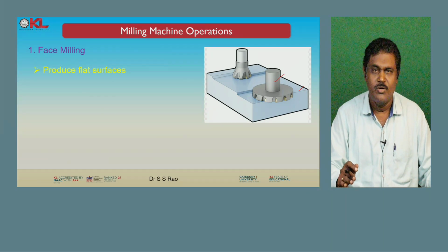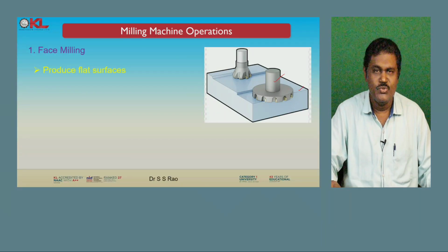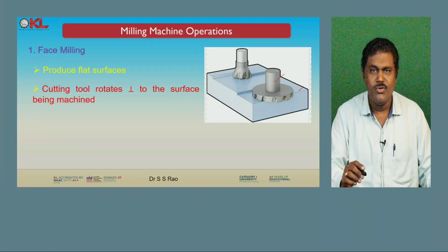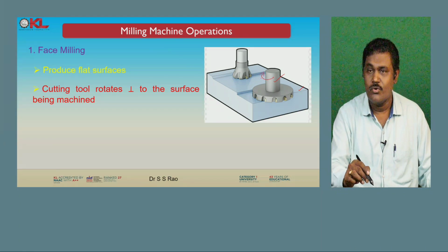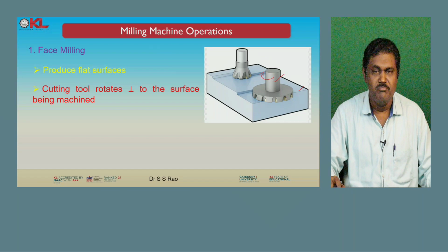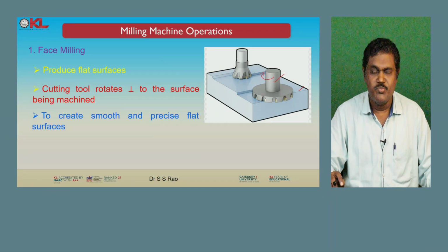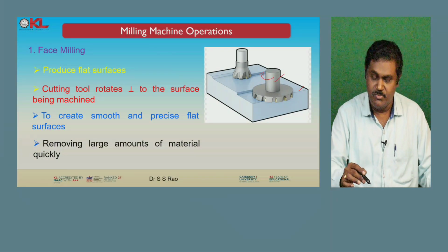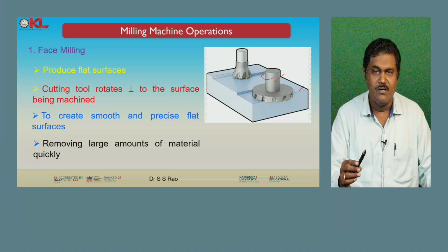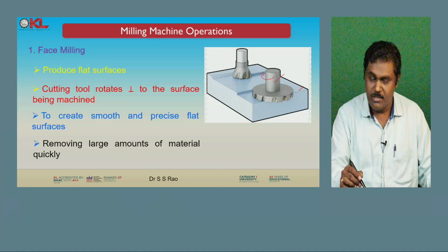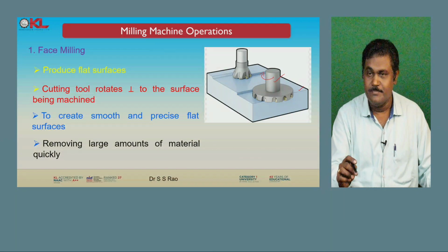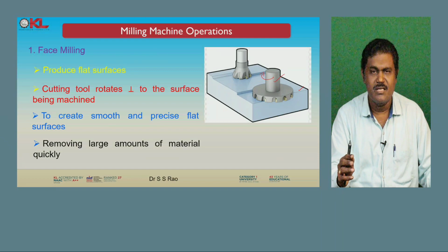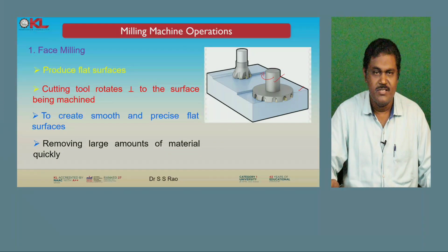Whenever we want to produce flat surfaces, you can choose face milling, and the cutting tool rotates. This is the cutting tool that rotates perpendicular to the surface being machined, to create smooth and precise flat surfaces using this face milling operation. Removing a large amount of material quickly is possible with this type of milling operation. So wherever a large amount of material needs to be removed quickly, you can use face milling.